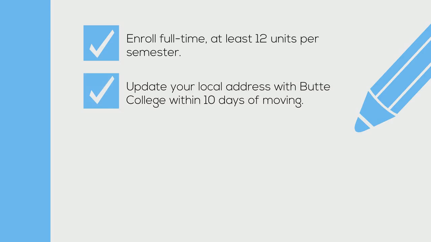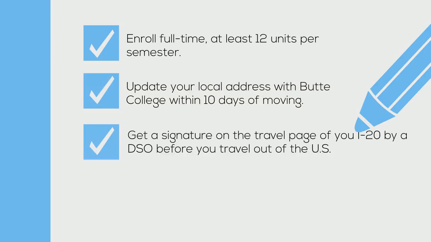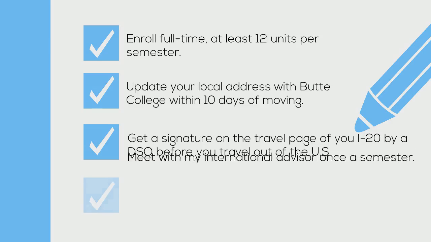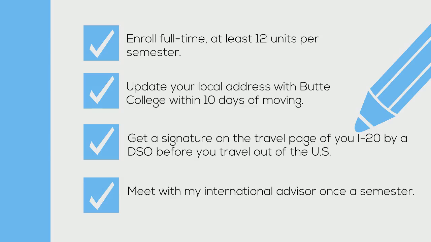2, you must keep your address up to date with Butte College. 3, you must get a travel signature before you leave the country. And 4, at Butte College, you must meet with your international counselor at least once a semester. You will be meeting with your counselors later in our orientation.